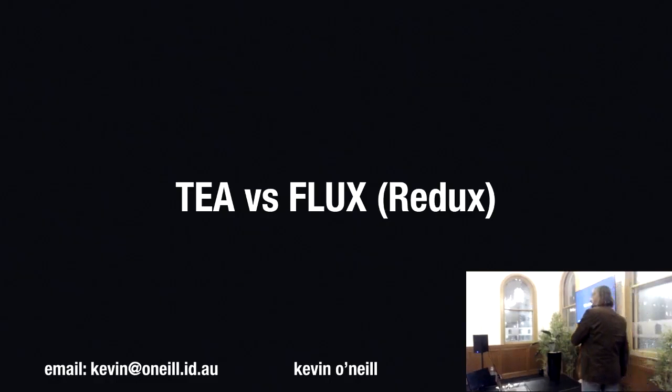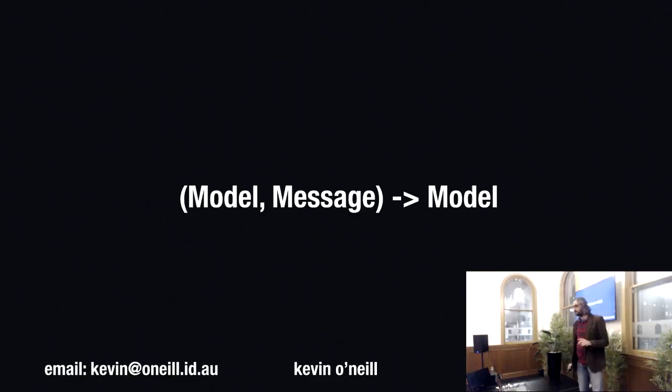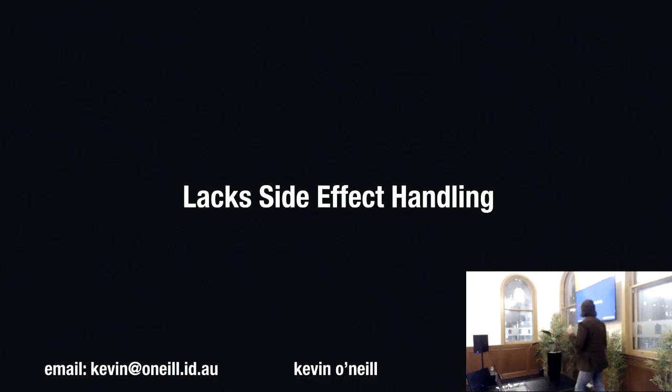Elm versus Flux or Redux. You hear Redux come up a lot, especially since we've gone to SwiftUI. Redux is a sort of implementation of the Elm architecture. Flux is a sort of implementation of the Elm architecture for React and other frameworks. But it lacks one crucial thing. It's model and message to model. It has no explicit side effect handling.